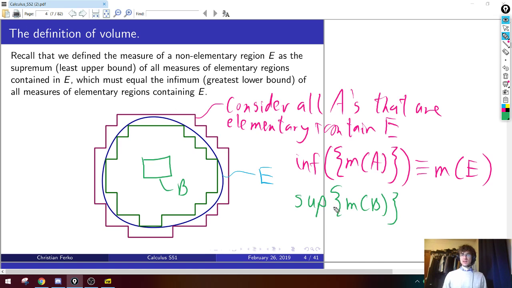The supremum is the least upper bound. It is a number which is greater than all of the elements in this set, and is the smallest number with that property. So if these two things are equal, we say this thing is Jordan measurable. So that was the point. Supremum and infimum appear in a key way. Okay, good. Thoughts or questions on this quick review?